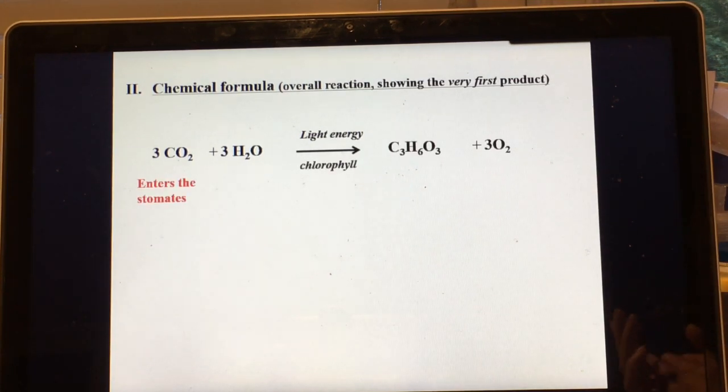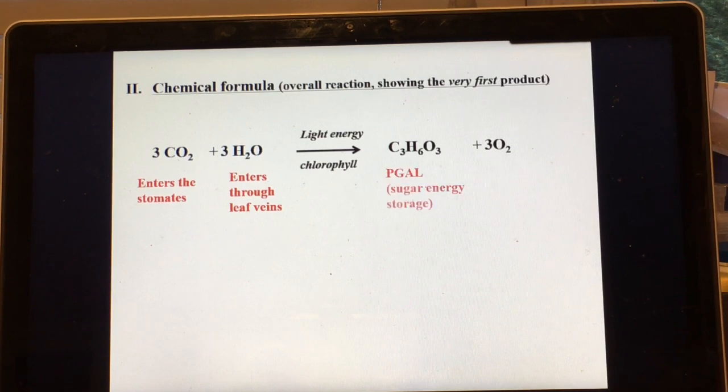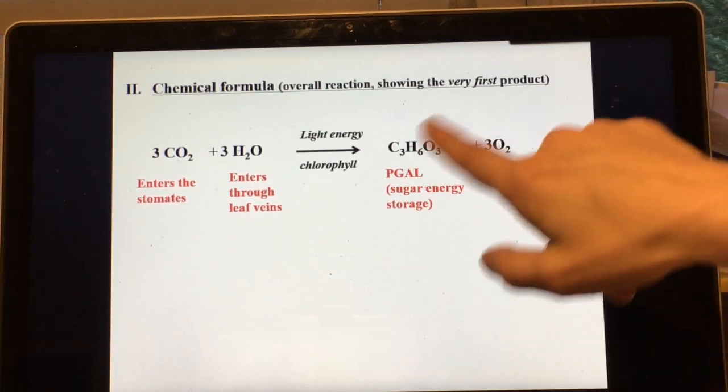So the carbon dioxide entered through little holes on the underside of the leaf called stomates. At this point in the unit, you've already read the bio preview about leaf structure and done a leaf lab. The water enters through the leaf veins, through the xylems, from roots to stems to leaves. And this is the sugar molecule here.